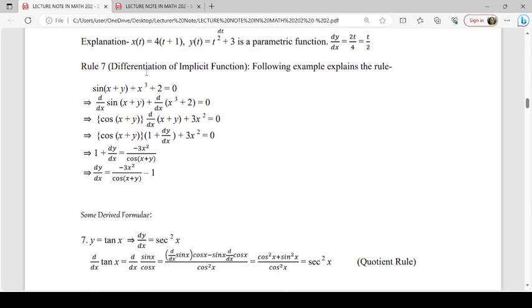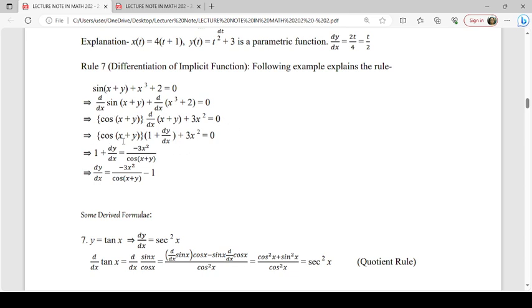And this one is for an implicit function. An implicit function is when y is not expressed as a function of x alone, it is in between, so we cannot separate y. So what we do here, this is equal to 0, we write this implies sign, and take the derivative on both sides. So d/dx of sine of (x plus y), again applying the chain rule, is cos of (x plus y) times d/dx of (x plus y), plus d/dx of x cube, which is 3x square, d/dx of 2 is 0, and the right side is 0.